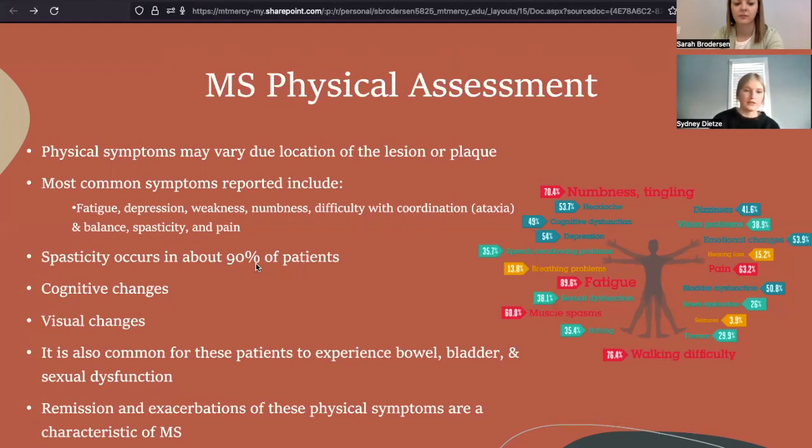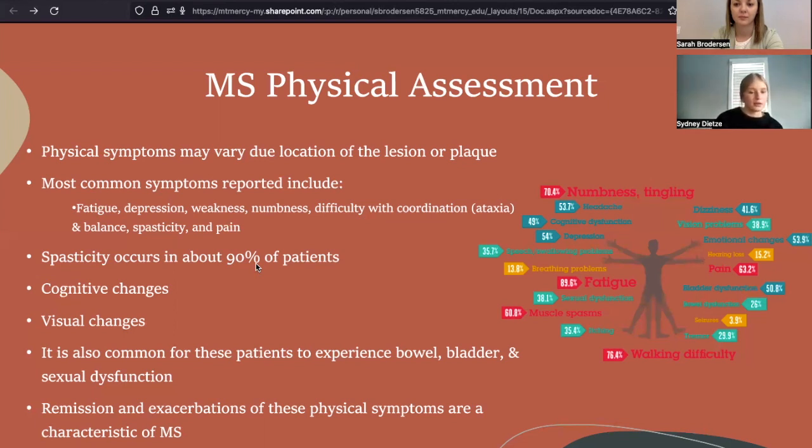And then cognitive changes can occur. 50% of patients with MS experience cognitive changes. These changes are like memory loss or impaired concentration. Severe cognitive changes like dementia are very rare with MS. And then visual changes occur due to lesions in the optic nerve or the connections. And then it is also very common for these patients to experience bowel, bladder, and sexual dysfunction.